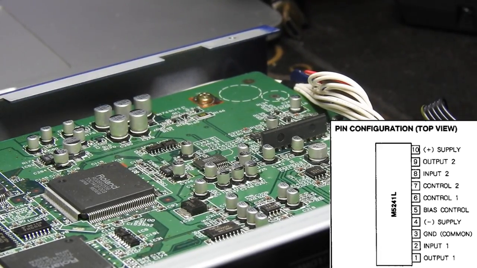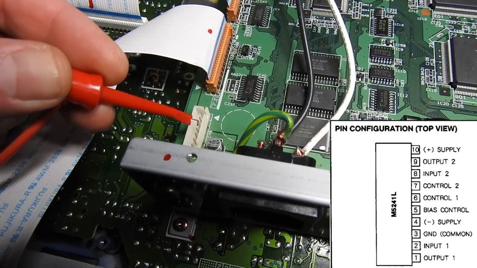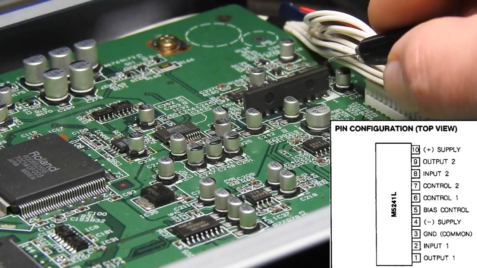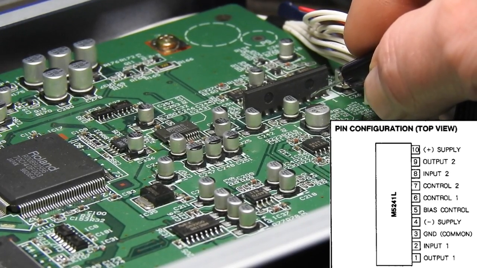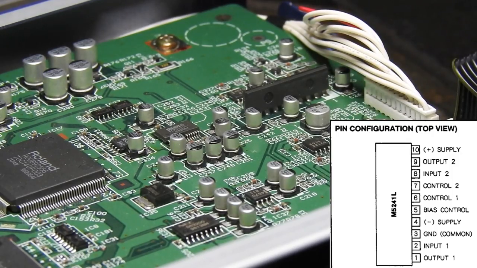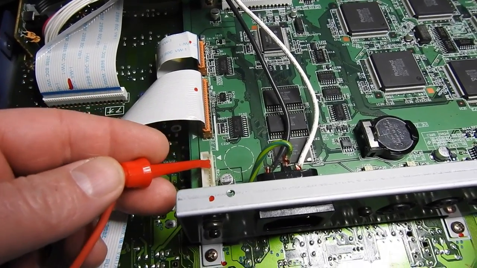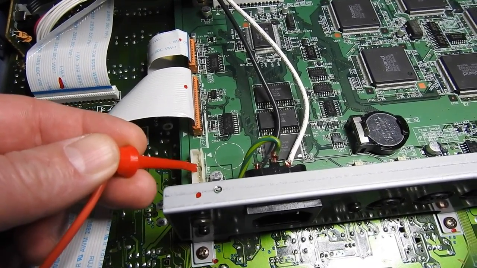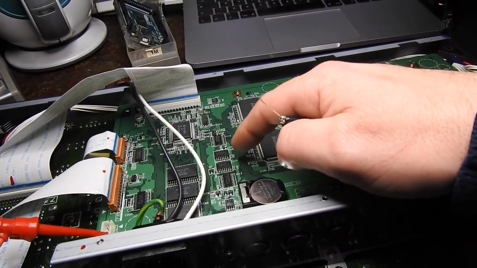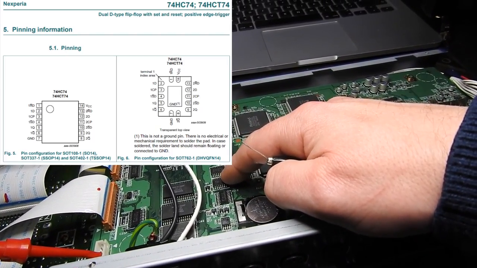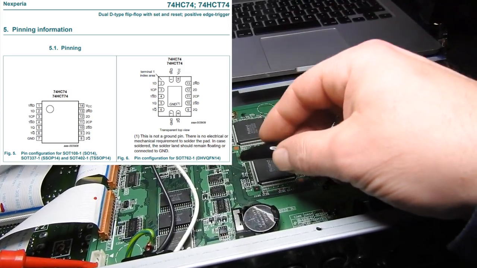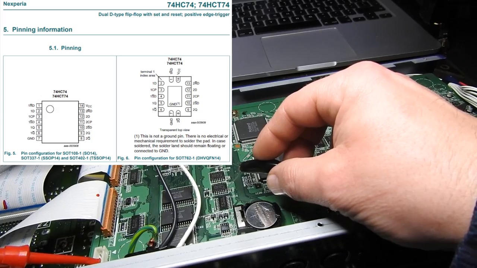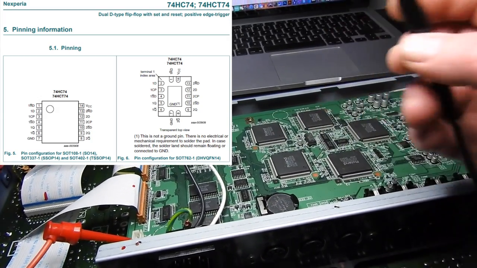And the negative supply, I'm betting will be the next one, which is pin 4. So pin 1, 2, 3, 4. Great. Okay, if we go to the next pin, this pin here is a 74H074, and this should be its plus 5 volts. Okay, that's good.